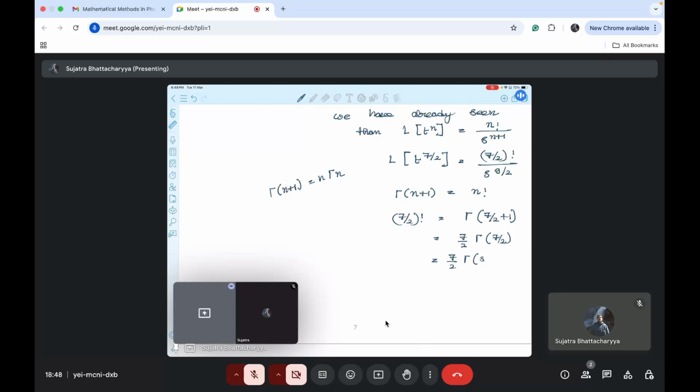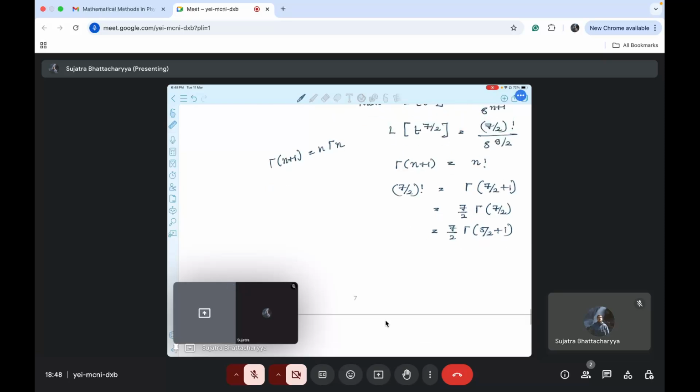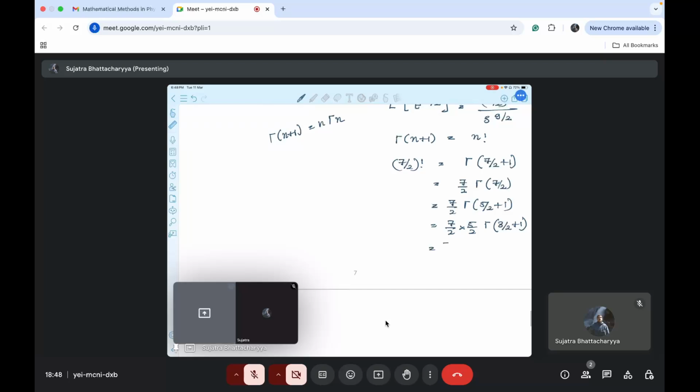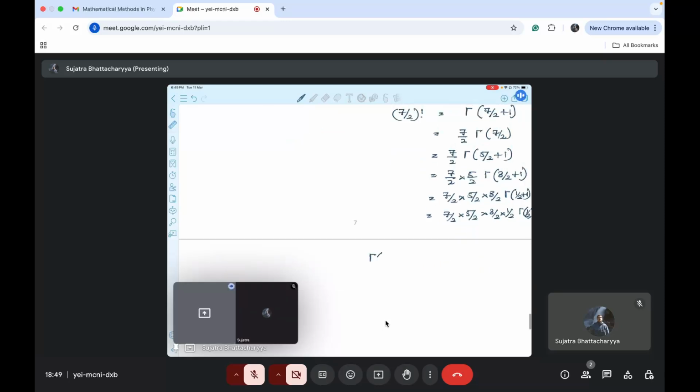Can I write it like this? Yes. So what it will be? 7 by 2 into 5 by 2 into gamma of 5 by 2, which can be written as 3 by 2 plus 1. In this way, we can continue. 5 by 2 into 3 by 2. Further, we can write as half plus 1. So we get 7 by 2, 5 by 2 into 3 by 2 into half, gamma half. And we know that gamma of half is equal to root pi.